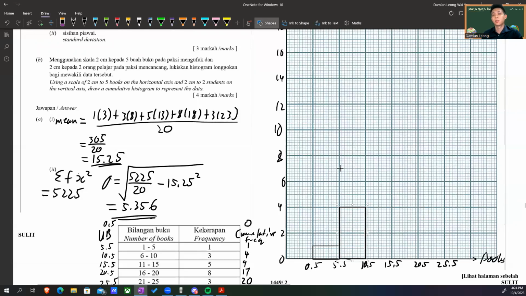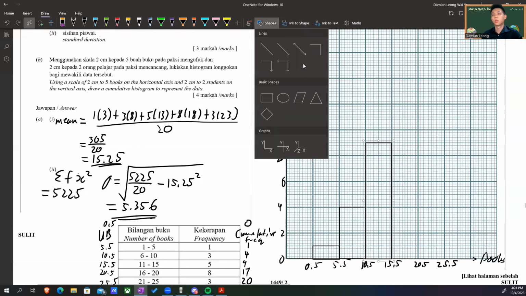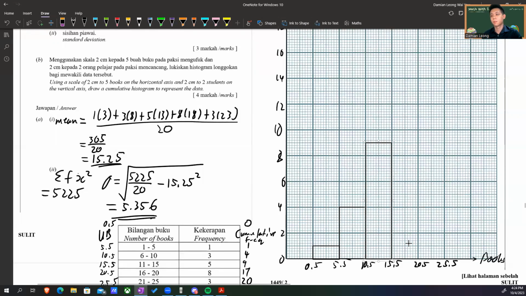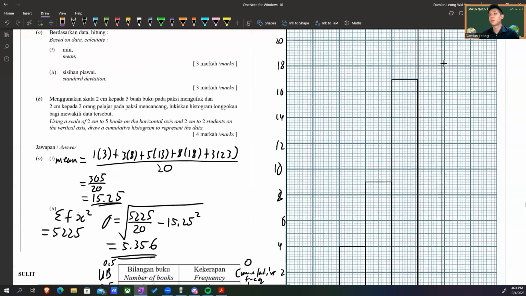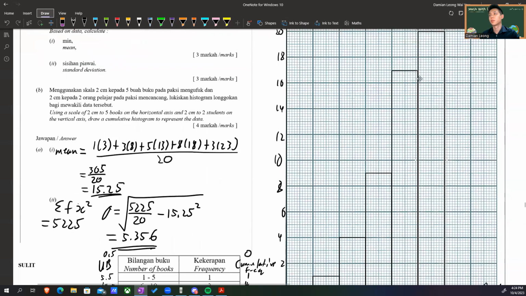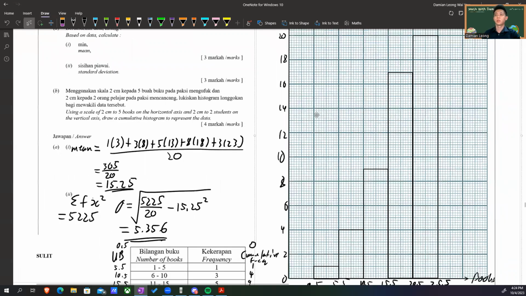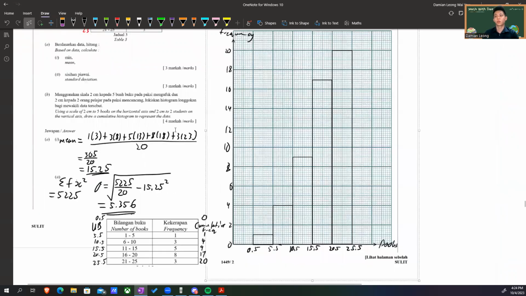And then 9, goes to 9. Then next one to 17. Okay. And then to 20. All the way up here. That's it. That would be how your histogram looks like.